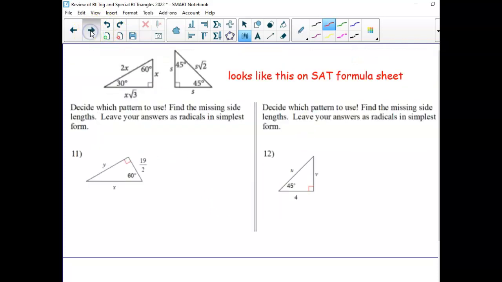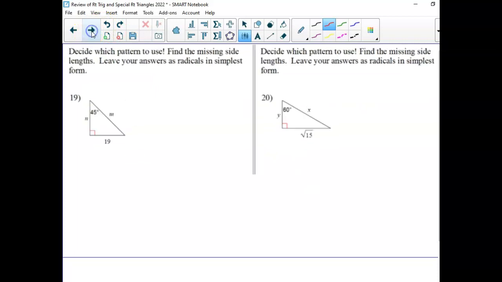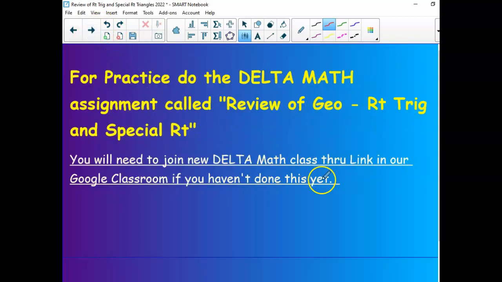So your assignment, I will go over this with you guys tomorrow, but the assignment is in Delta Math. You have to join the Google Classroom and the Delta Math Classroom to get this assignment. Please start the semester as best you can doing what you can of the assignment, okay? If you get confused on the triangles, the patterns, we'll work on that tomorrow.